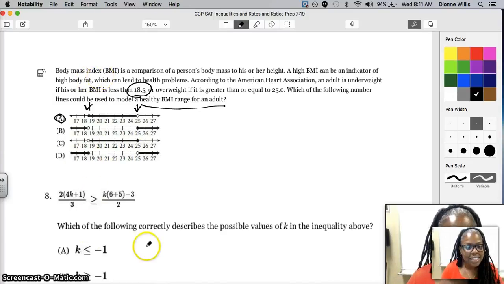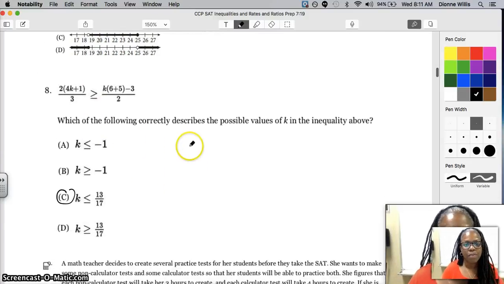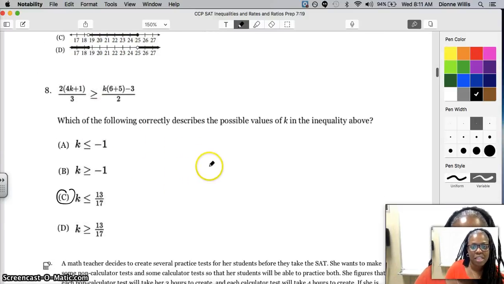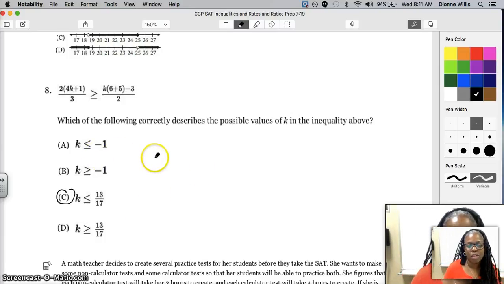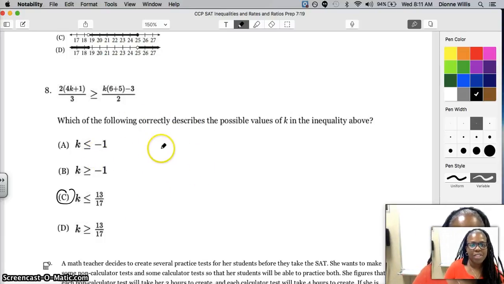All right. Let's look at this next guy over here. Which of the following correctly describes the possible values of K in the inequality above? For something like this, I'm actually going to solve it. I'm going to take my time and work it out. This is honestly very much like a proportion.